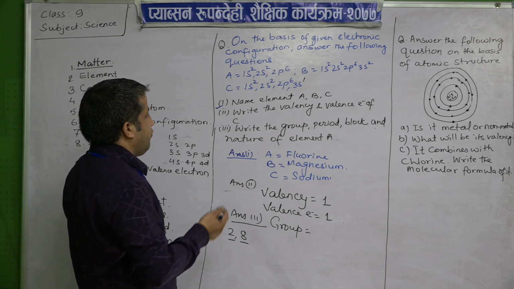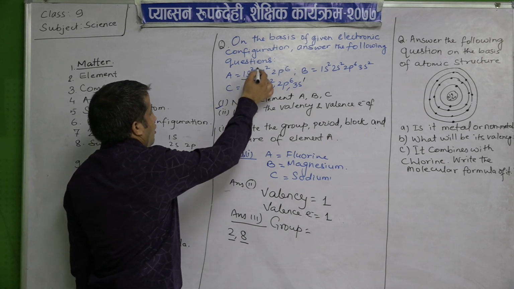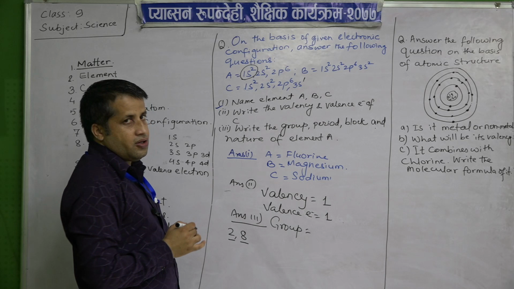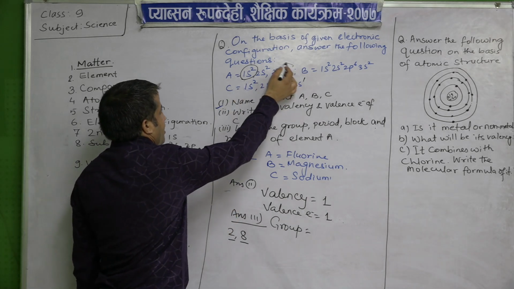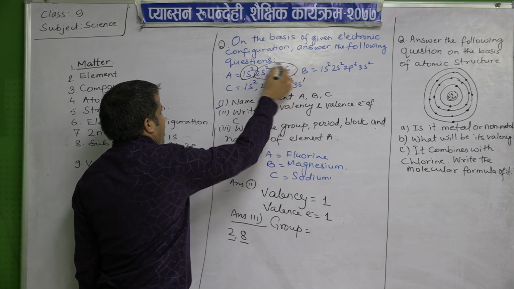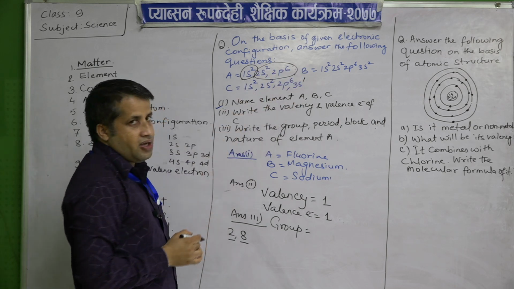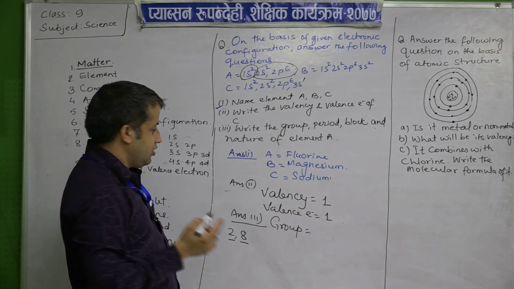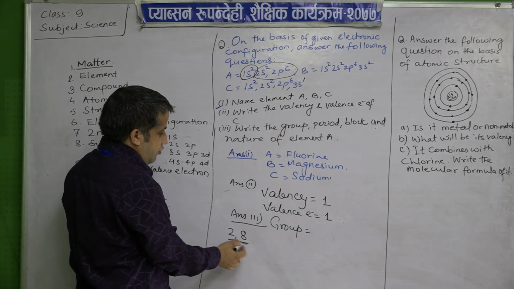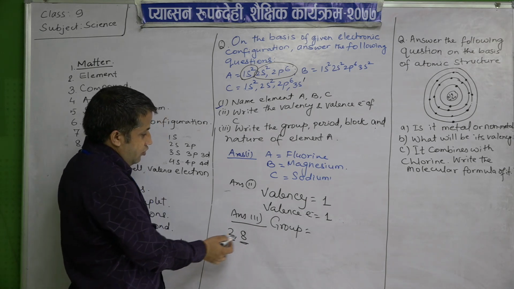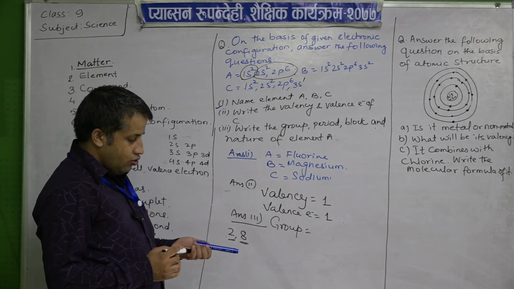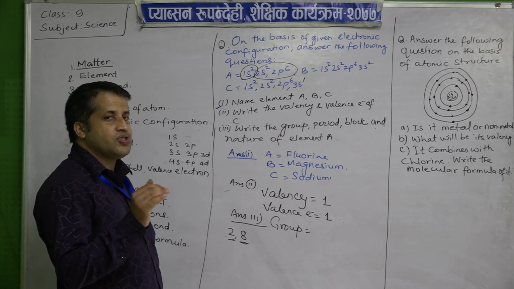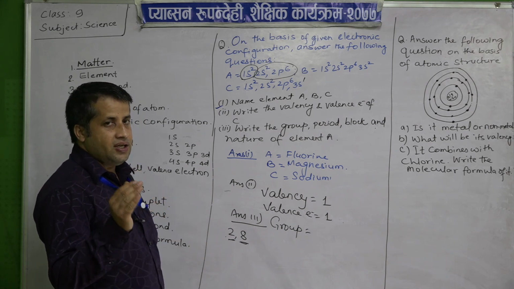The first shell is already complete. On the basis of subshell also you can do it. The first shell is complete and in the second shell 8 is necessary, and it includes all. That means in the outermost shell 8 electrons are there, and the electronic configuration on the basis of subshell is 2 and 8. So to know the group, we have to see the valence electron.